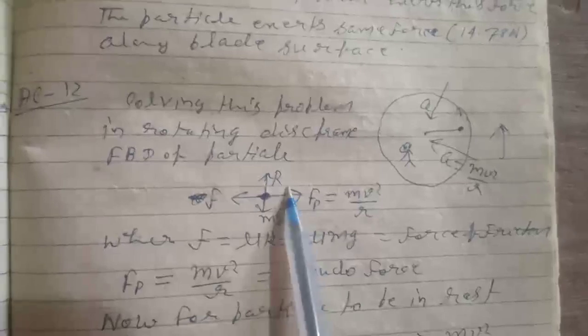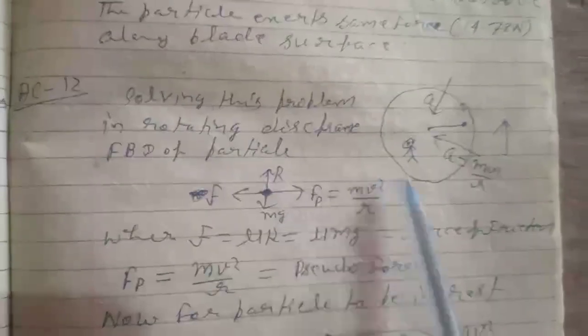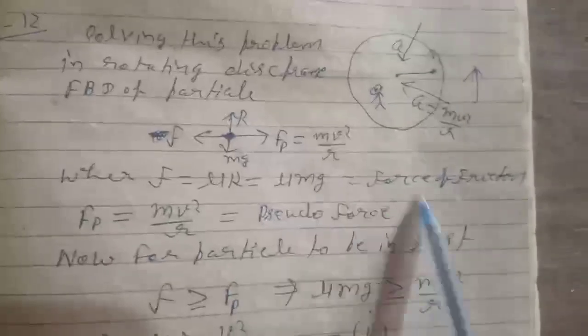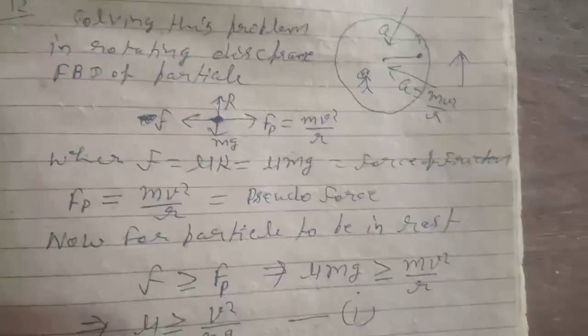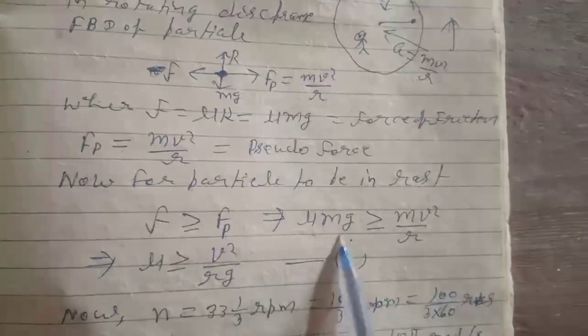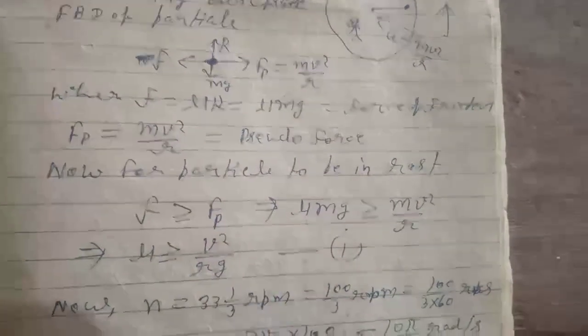So we have normal reaction vertically upward, and weight vertically downward. We know that the force of friction F equal to mu R equal to mu mg, and the pseudo force Fp equal to mv square by r. Now for the particle to be at rest, F should be greater than or equal to Fp, or mu mg is greater than or equal to mv square by r, or mu is greater than or equal to v square by rg.